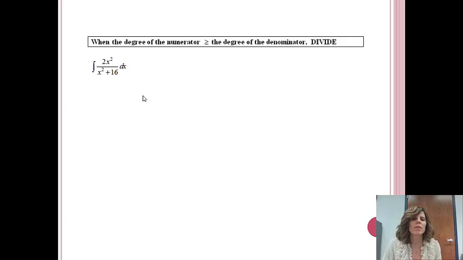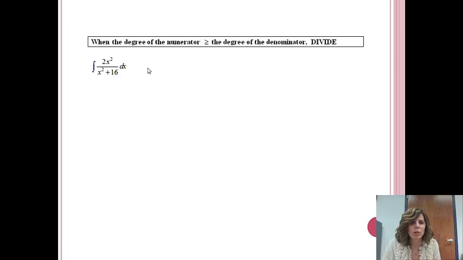All right, when the degree of the numerator is greater than or equal to the degree of the denominator, we're going to divide. So if you look at this problem right here, notice the degree of the numerator and the denominator are both the same. We would not do a u substitution on this one because the du would be too big. We don't want to do a trig substitution because I have too much going on in the numerator. So that's when we would use this trick, which is we're going to divide.